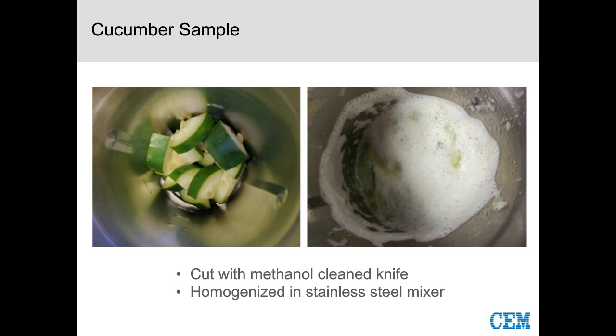I don't know if there's really any methods out there to refer to with a wet food sample at this stage. So this is really at the beginning stages of the study and moving on to these more challenging sample matrices. So this is definitely preliminary work, and we have more work to do with spiking these compounds and so forth. But anyways, with the cucumber sample, we cut it up with a methanol cleaned knife, and then we homogenized it in that stainless steel mixer.